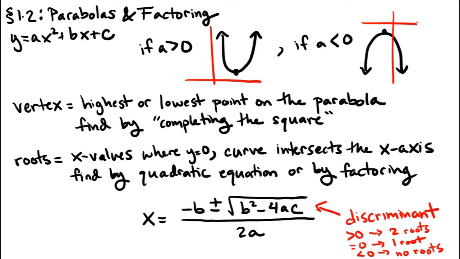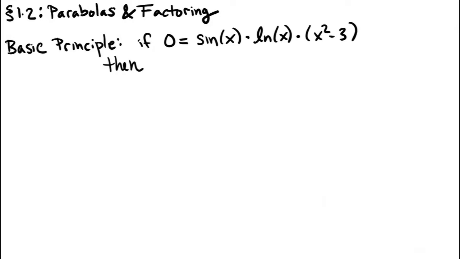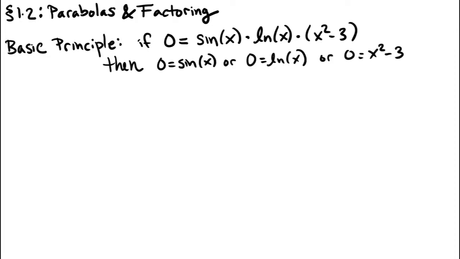The basic principle of factoring is that if you have a product which equals 0, then one of those factors also equals 0. That means that if you can get an equation into the form 0 equals something, and then factor that something, you've reduced the problem into many simpler problems.